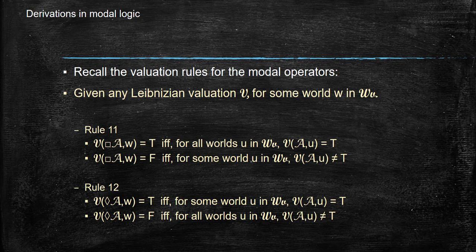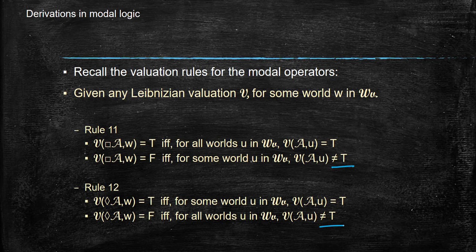Rule 12 provides the rules of interpretation for the possibility operator, and it tells us that the value of diamond A, possible A, at world W is true if and only if for some world U in WV, the value of A at U is true, and that the value of possible A at that world is false if and only if for all worlds U in WV, the value of A at U is not equal to true.